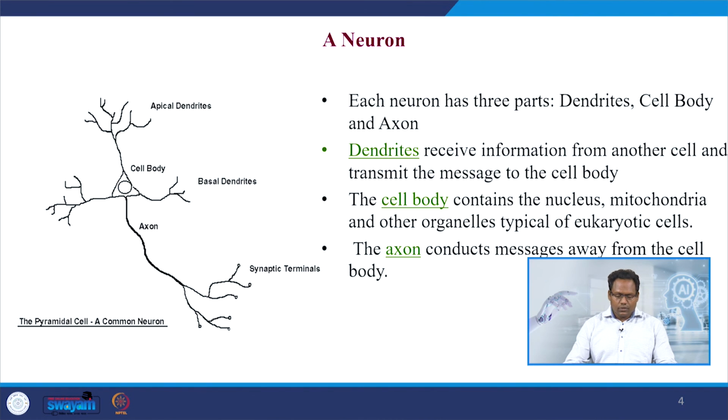Now coming to the neuron structure, the pyramidal cell, which is a common neuron, is given here. Each neuron has three parts: dendrites, cell body and axon. Dendrites receive information from another cell and pass the message they have received to the cell body. The cell body contains the nucleus, mitochondria and other organelles typical of eukaryotic cells. The axon conducts messages away from the cell body.